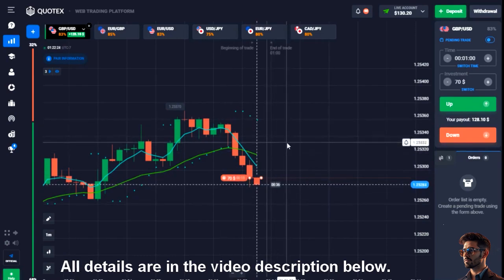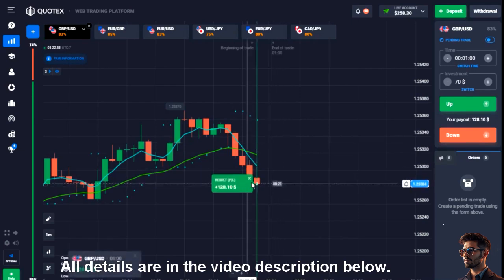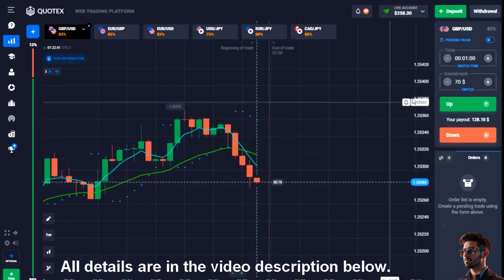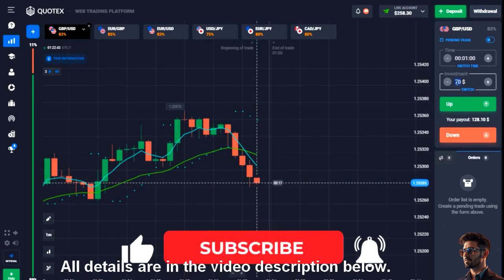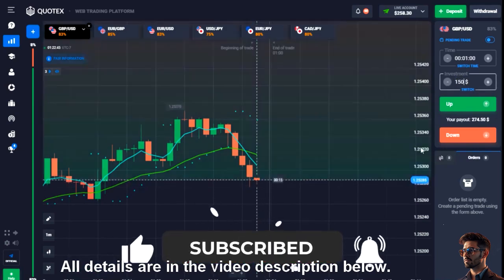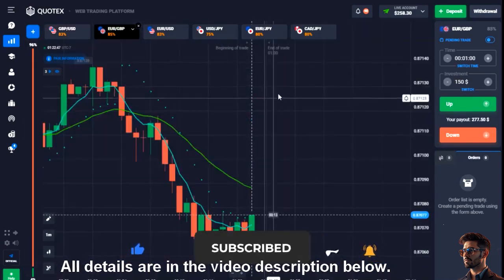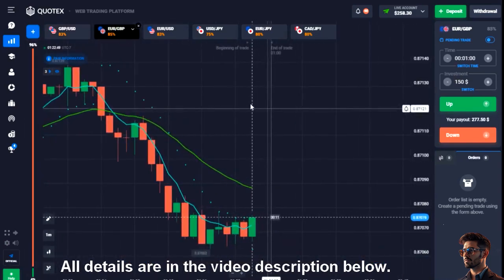So guys, let's wait and see if this is going to be a good one. A good one here, guys. We're in the money, and as you can see, that is actually a very good one right there. So right now I'm going to increase my balance, analyzing the market. When I get a good moment, I'm going to come down and take a trade.